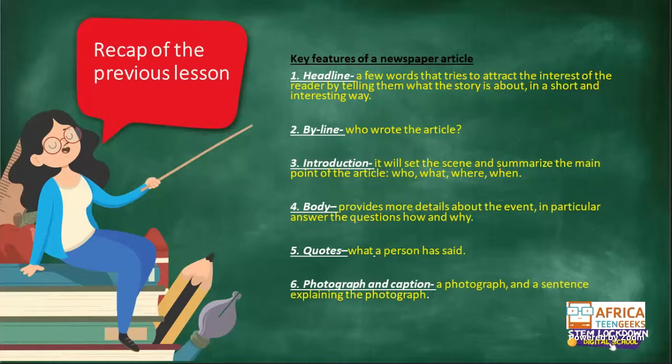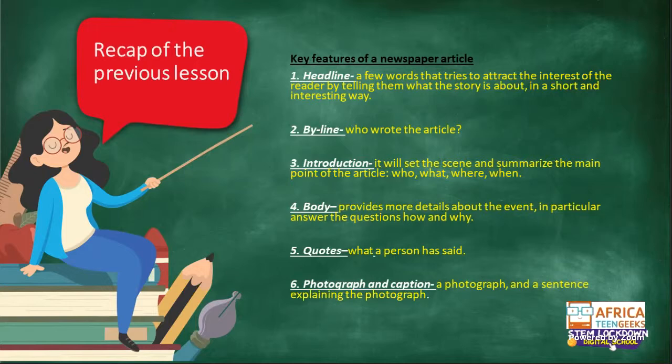Remember what we did in the previous lesson yesterday? We learned about the key features of a newspaper article. Here are those key features. It is the headline. We said the headline is those few words that try to attract the interest of the reader by telling them what the story is about in a short and interesting way. Number two, we learned about the byline, which tells us about who wrote the article. Number three, the introduction, which sets the scene and summarizes the main points of the article, right?